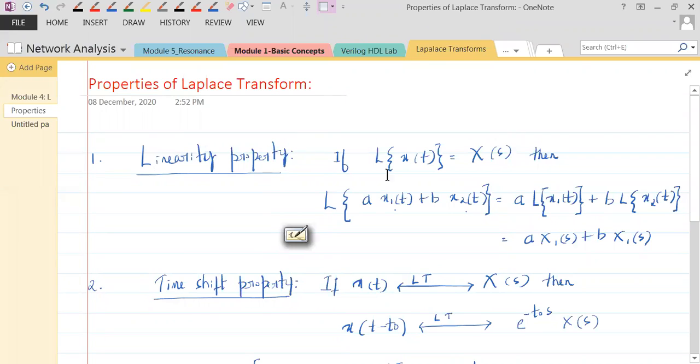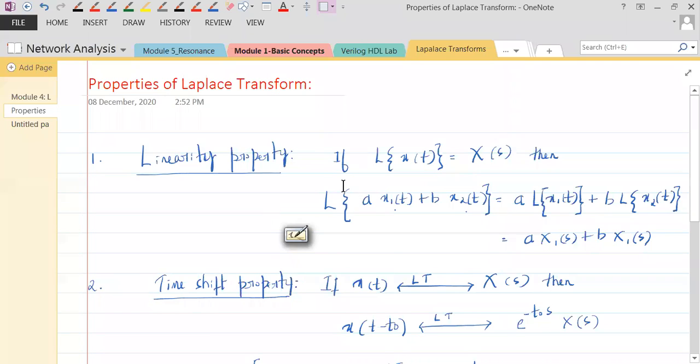Now the first property is the linearity property, which says this. If you have a time domain signal x of t, and the Laplace transform of x of t is X of s, then consider the Laplace transform of a sum of scaled signals. What are these a and b here? A and b are scalars. A is associated with the signal x1 of t, b is associated with the signal x2 of t. So x1 of t and x2 of t are now scaled signals, and the whole expression is the sum of the scaled signals.